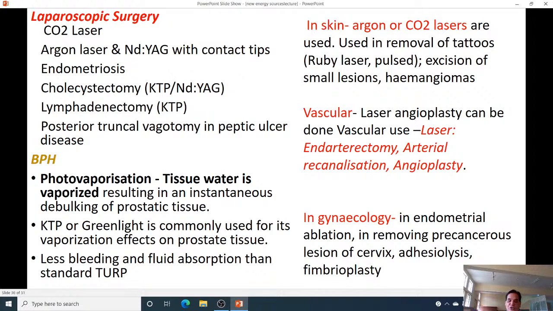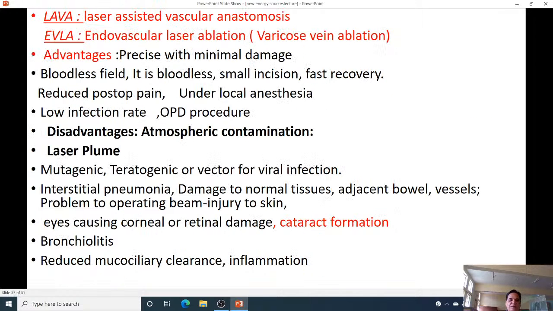Green light goes through air and water. There is no bleeding or less bleeding, and less fluid absorption than standard TURP. Fluid absorption is a major drawback of TURP. A large amount of fluid is required and it can be reabsorbed, giving rise to different problems. That problem is not there. Less bleeding, less fluid absorption with laser in BPH, called photovaporization.